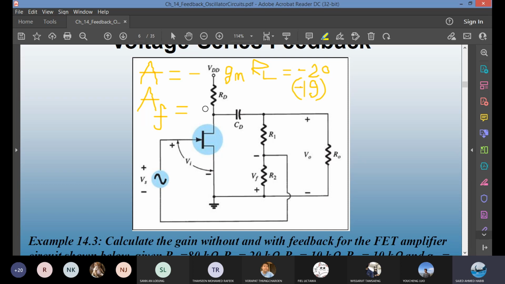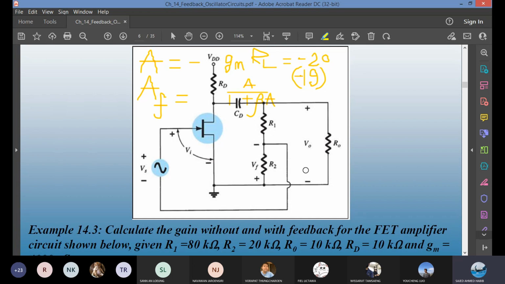For gain with feedback, I got minus 4. So which formula did you use? A divided by 1 plus beta A. It is always safe to use this formula. Beta is minus R2 divided by R1 plus R2. So minus 20 divided by 100, minus 0.2 is the beta. And then you take minus 20 divided by 1 plus, you have to use the minus sign for beta, minus 0.2, and A is minus 20, do not forget the sign. You should get minus 4.